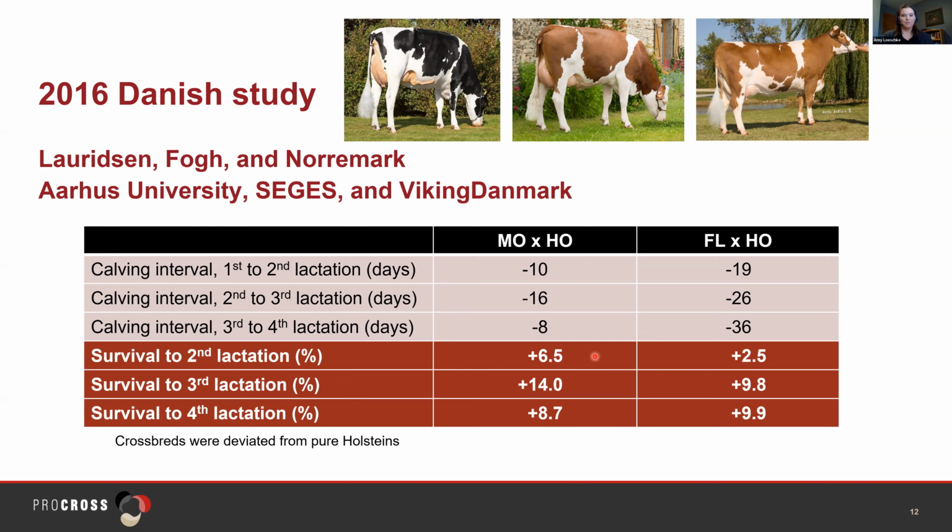But then we look at their survival to subsequent lactations. Both breeds survived better than their Holstein herd mates. So testament to the fact that crossbreeding works, right? But in survival to second lactation and third lactation particularly, the Montbelliard Holstein were superior to the Fleckvieh Holstein. And so they had longer herd life days in total.